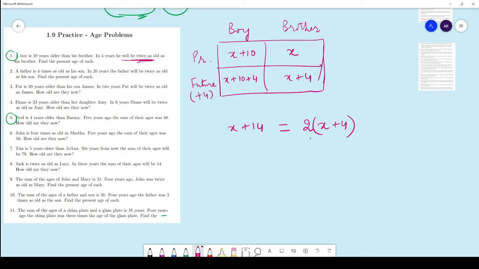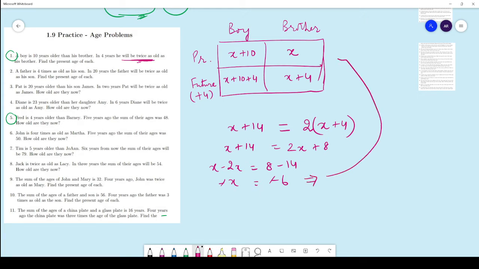So the equation that we get over here is x plus 14 equals 2x plus 4. We solve it ahead and we get x plus 14 equals 2x plus 8. We take the x's to one side and the numbers to the other side, and we have x minus 2x equals 8 minus 14, and we have minus x equals minus 6. We cancel out the minus signs, and what we get over here is the brother's age.